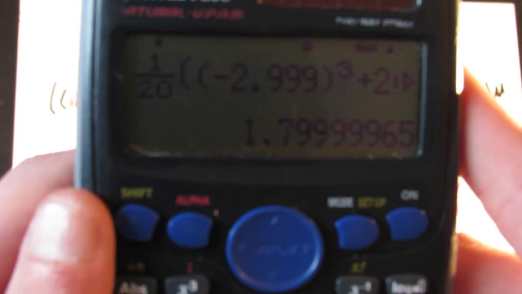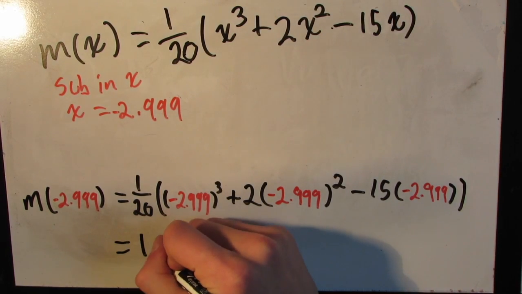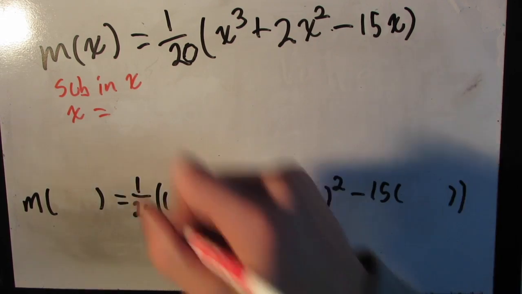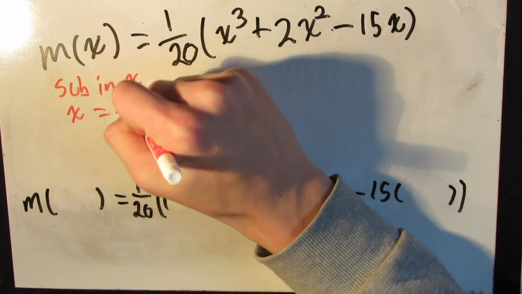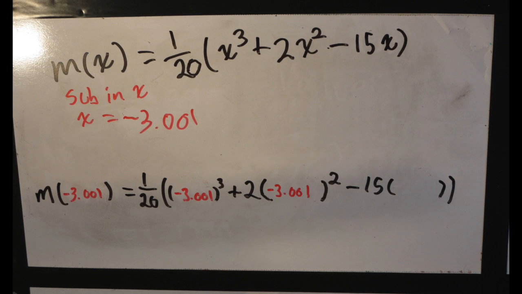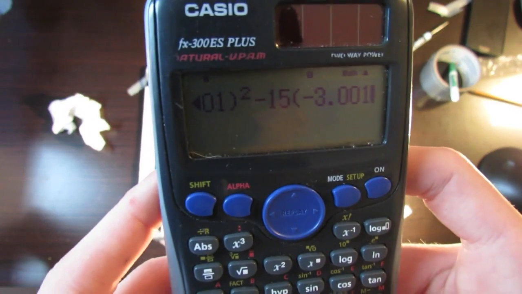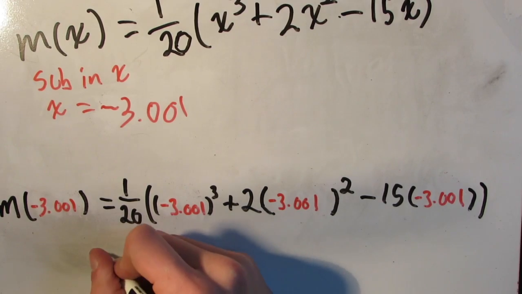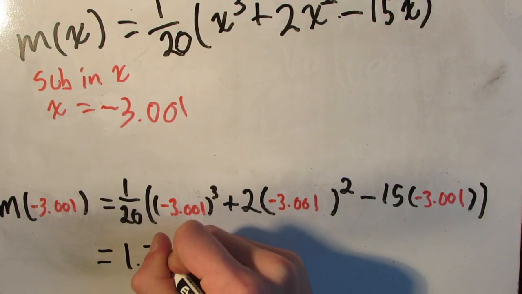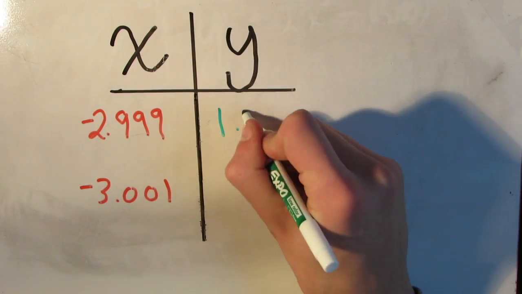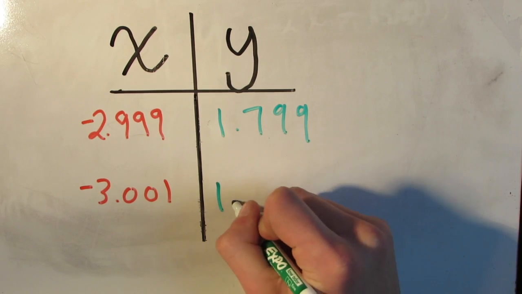After punching this into my calculator, as you can see, I got a value of 1.799. Now I'm going to do the same thing with my other x value, which is negative 3.001. After punching this into my calculator, as you can see, I got a value of 1.799. This is a chart showing my x values with my corresponding y values.